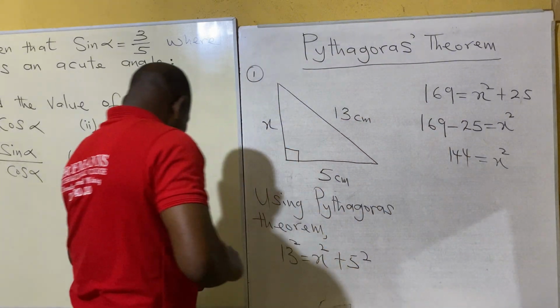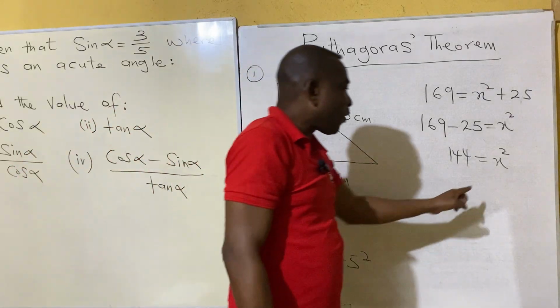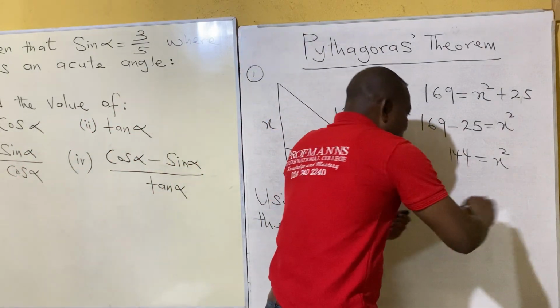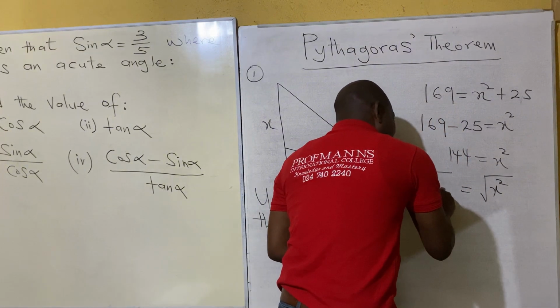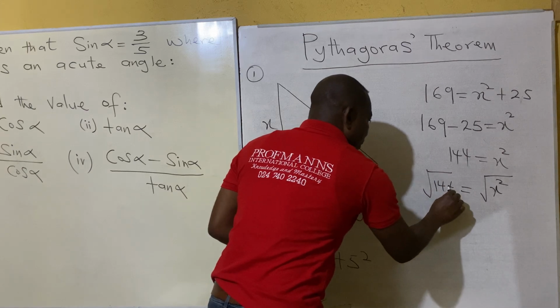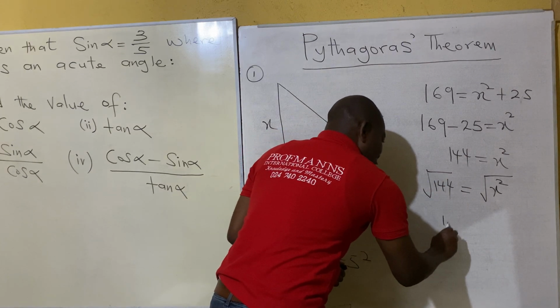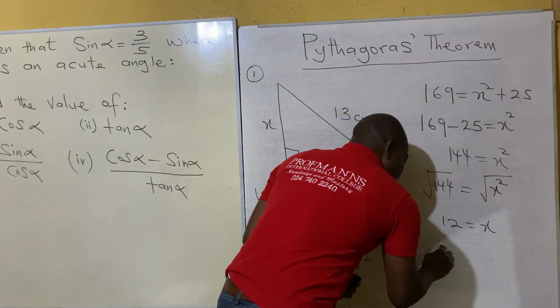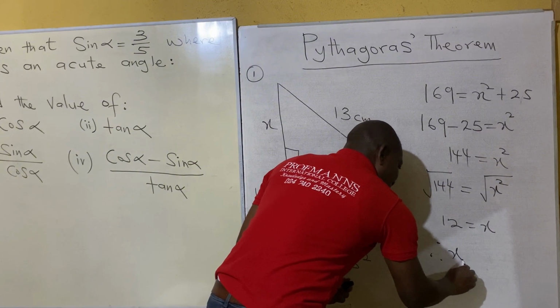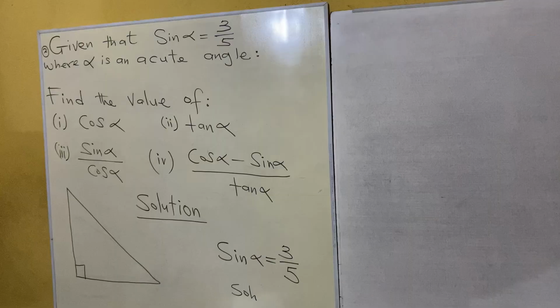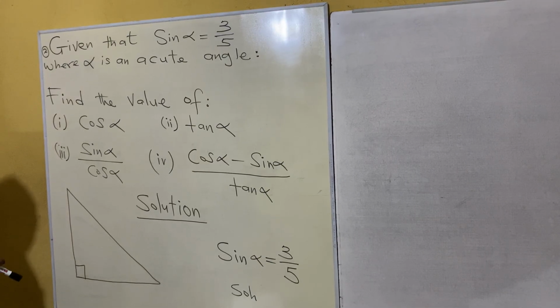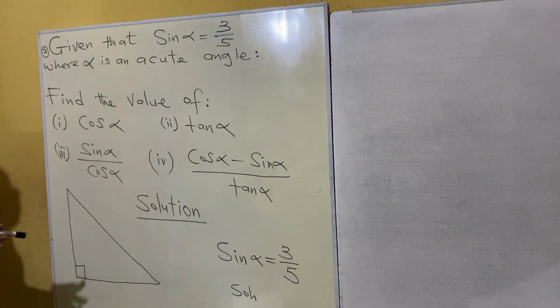Now we want x, not x squared. So we have to find the square root of both sides. So when we find the square root of x squared, then we find the square root of 144. So this gives us 12. Then this gives us x. So we conclude by saying that therefore the x is equal to 12 centimeters.